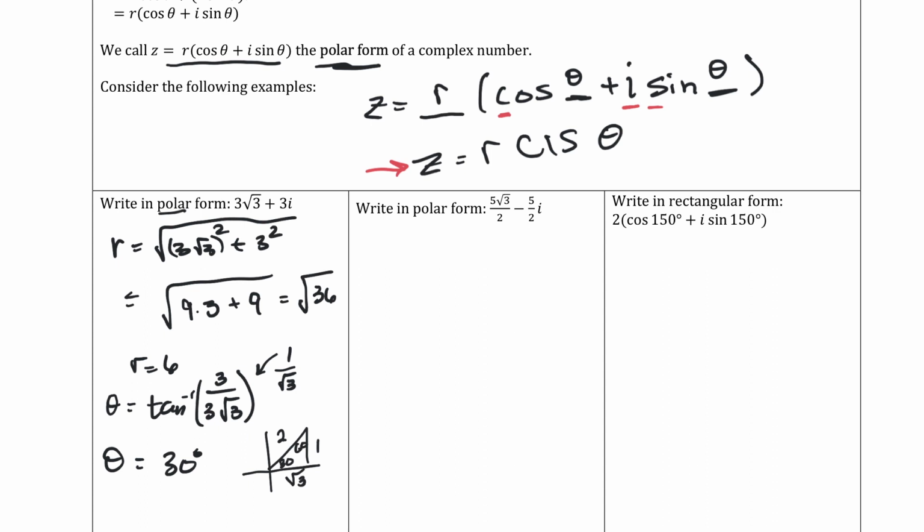So my solution here would be 6 cis 30. And that's really all I would have to do for this problem.